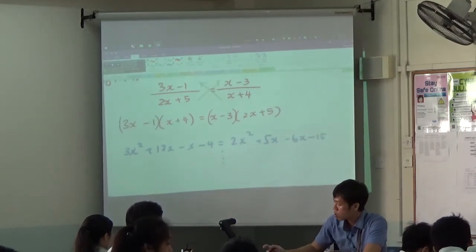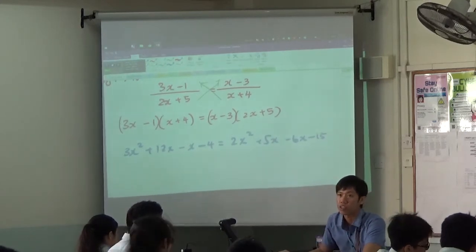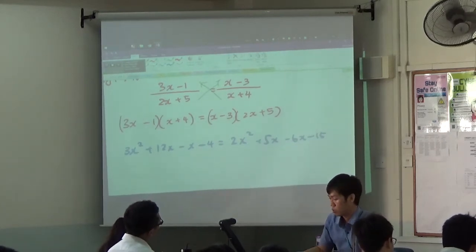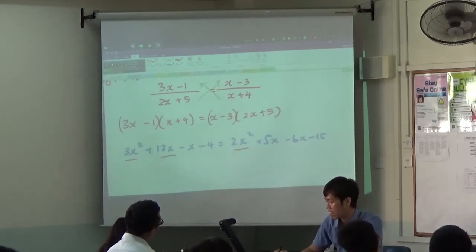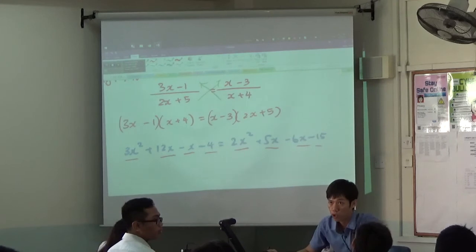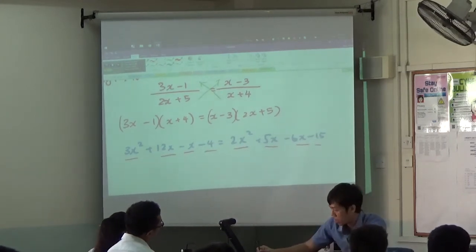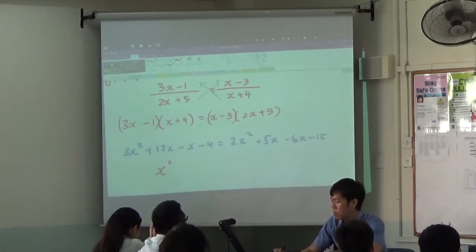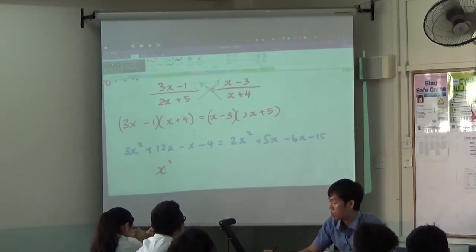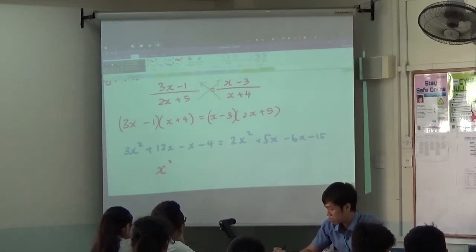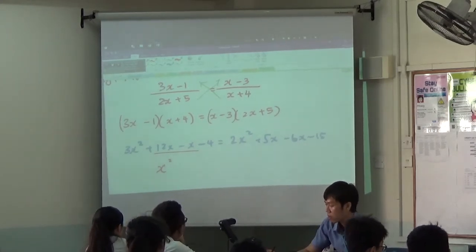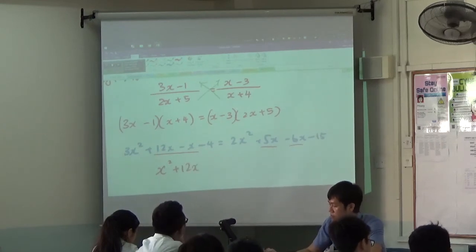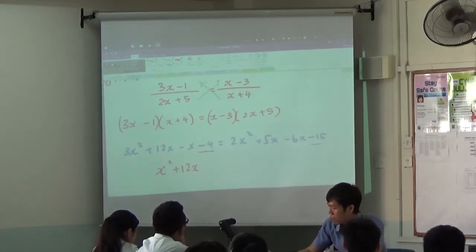Okay, so now, what shall we do? After I have expanded everything, what should we do? You see, we have an x squared term over here, we have x squared term, we've got x, and a constant. Would you like to group them all together? Yeah. Okay, let's group them all together. Minus 2x squared on both sides, I'm going to end up with x squared. 12x minus x is 11x. 11x minus 5x, that'll be? Okay, this one is 11x, right? Minus 5 will be 6. Plus 6 will be? 12x. Okay, plus 12x. I've got negative 4 plus 15. How much is that?